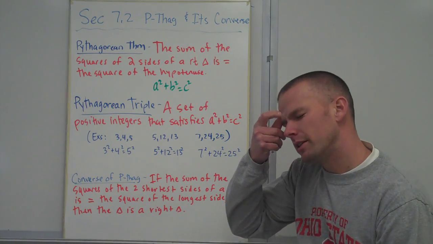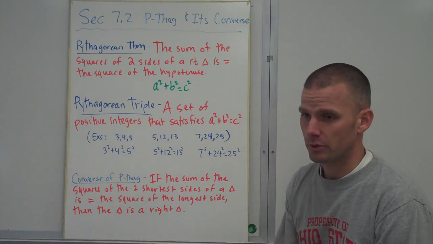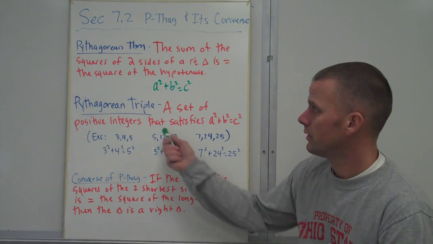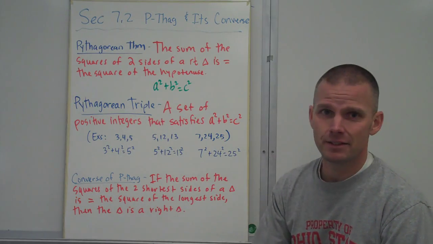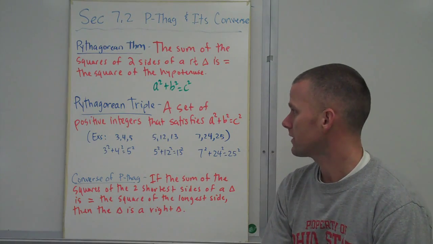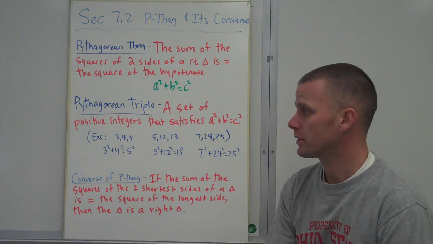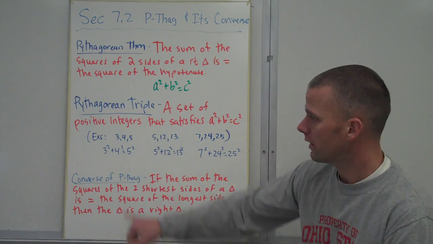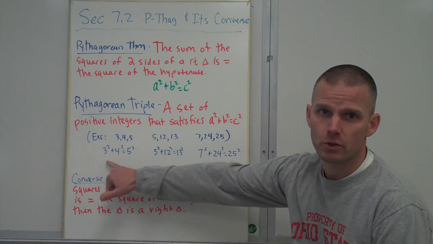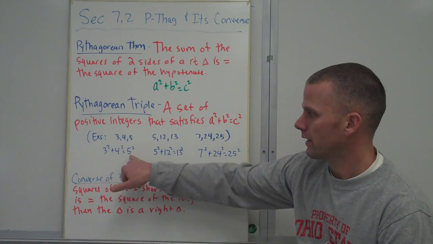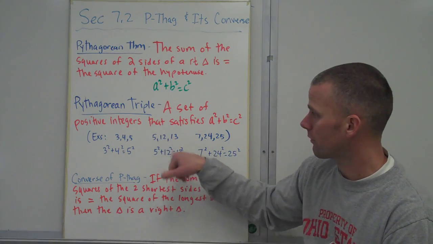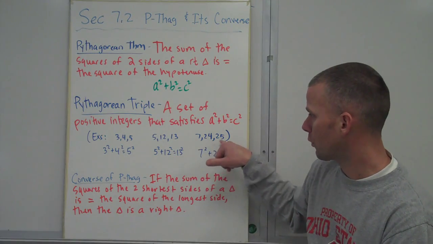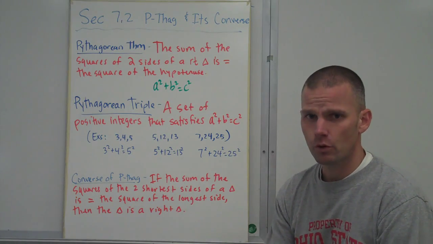Certain numbers we can plug into the Pythagorean theorem, a squared plus b squared equals c squared, and they'll always work. We call these numbers Pythagorean triples. So a Pythagorean triple is a set of positive integers, so they're whole numbers, that satisfy a squared plus b squared equals c squared. You see I gave you some examples: 3, 4, 5. If I take 3 squared plus 4 squared, that will always equal 5 squared. 5, 12, 13. 5 squared plus 12 squared will always equal 13 squared. And 7, 24, 25. So those are Pythagorean triples.